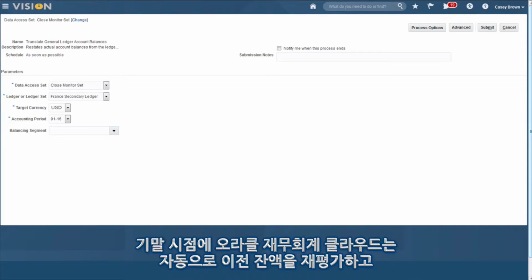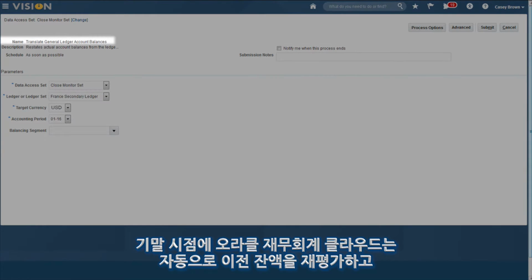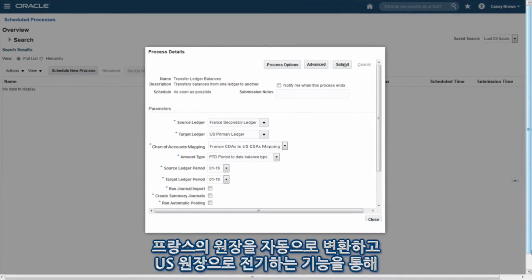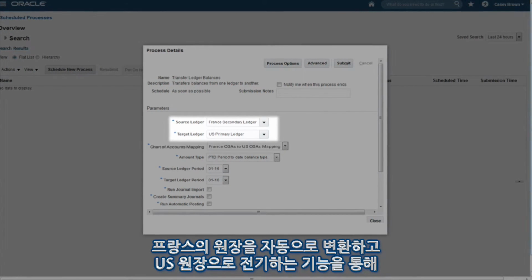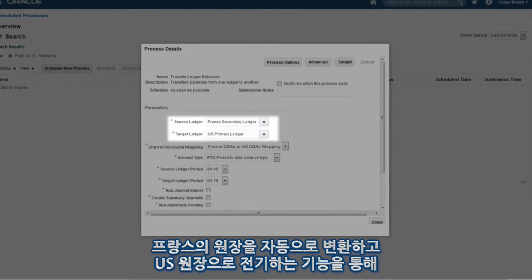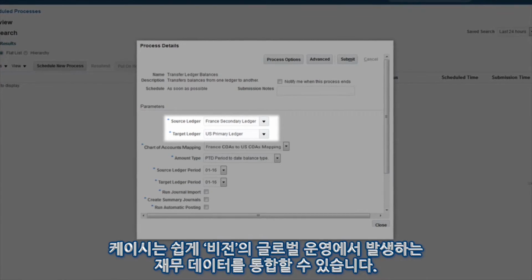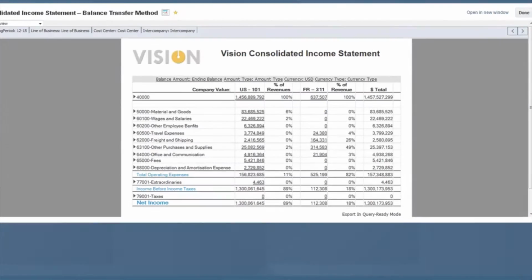At period end, Oracle Financials Cloud automatically calculates formal balance revaluations and translates France secondary ledger balances from euros to US dollars. The translated France general ledger is automatically transferred and posted to the US ledger, enabling Casey to easily consolidate across Vision's global operations.